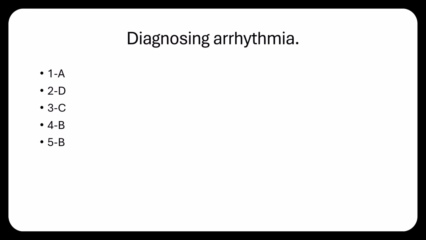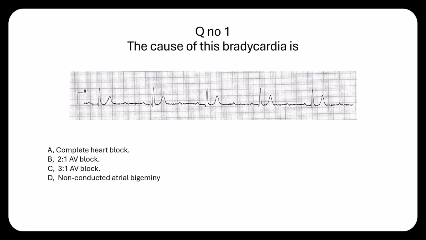These are the answers. Let's start analyzing the ECGs and find the method to diagnose an arrhythmia. Question number 1. This slide shows a bradycardia. We can confirm bradycardia by mapping the QRS complexes. The interval between each QRS complex is called R2R interval, which in this case is 2000 milliseconds, and heart rate is 30 beats per minute.